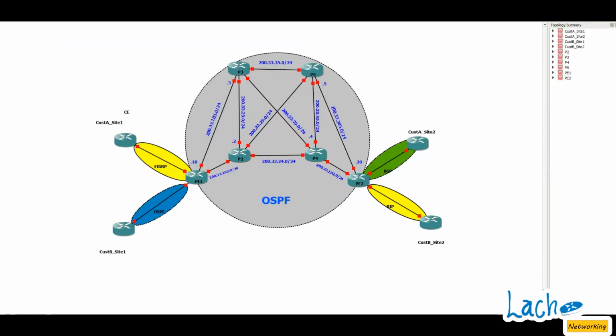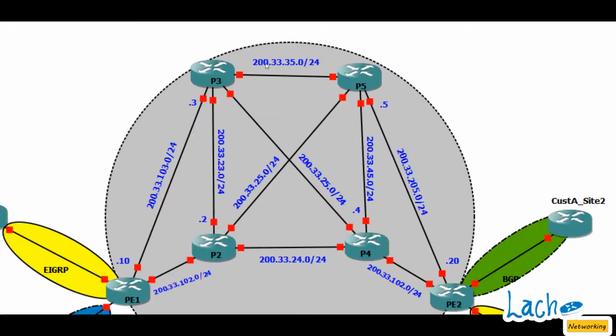Okay, this is our final diagram that I suggest you to do, or just to keep in mind. Probably you can take a screenshot right now, and just know that I have already assigned some point-to-point /24 subnets just to make this simple. And as you can see, it should be very straightforward.